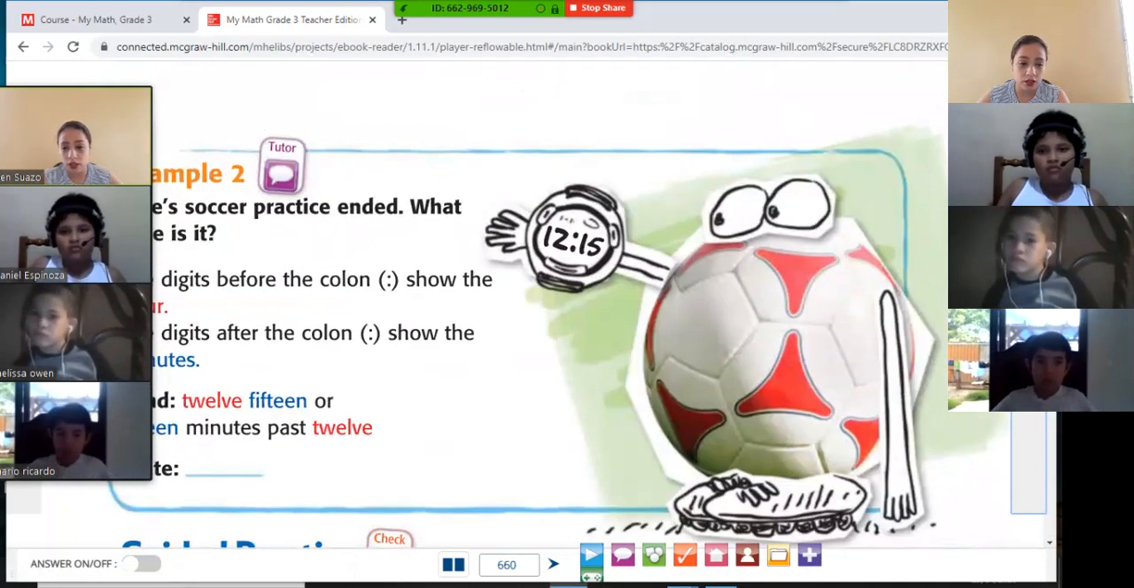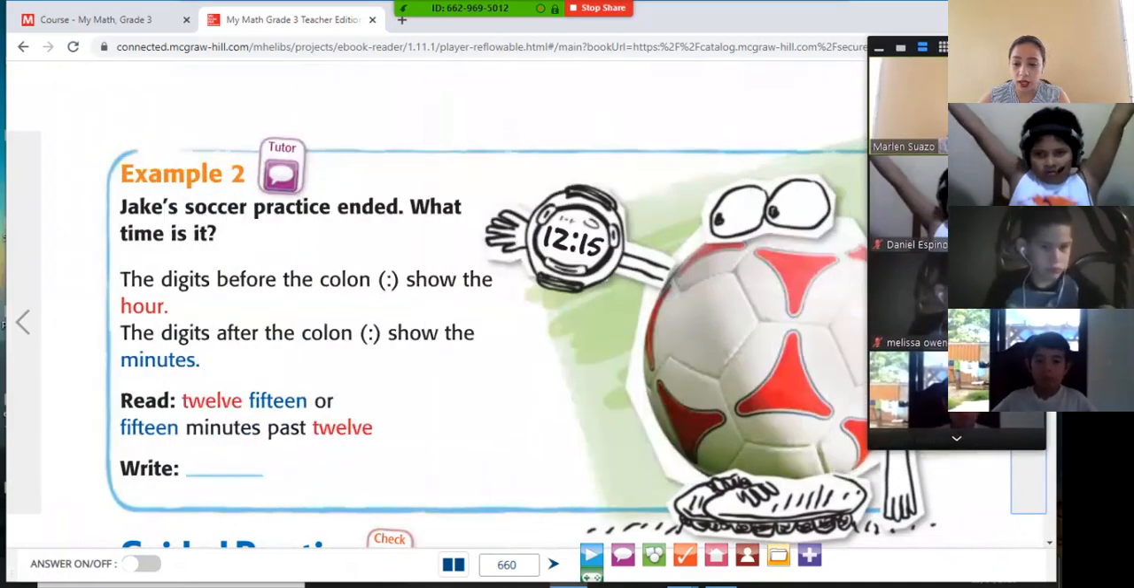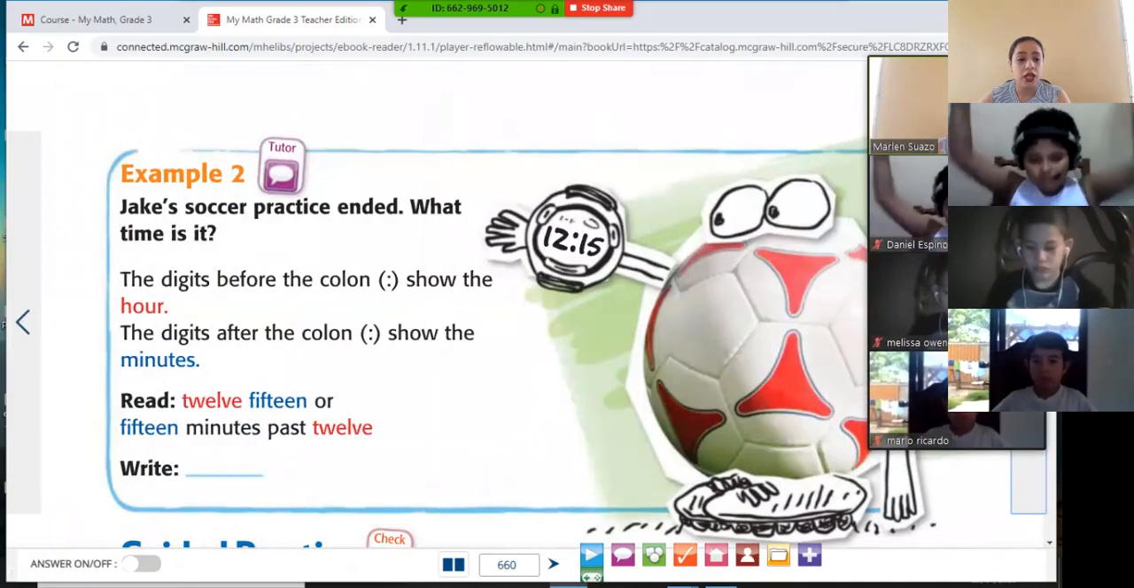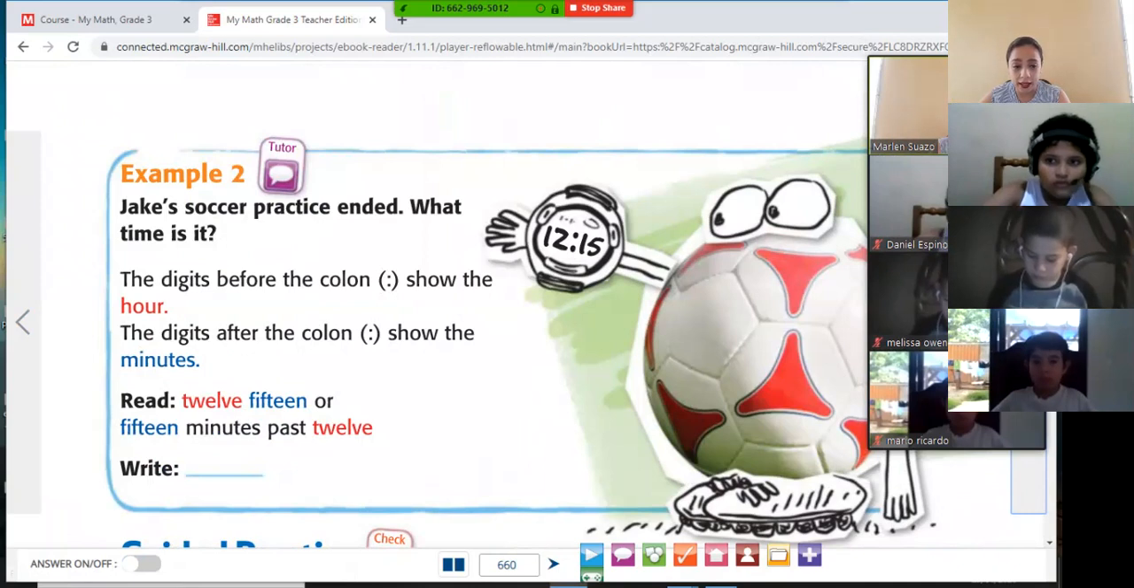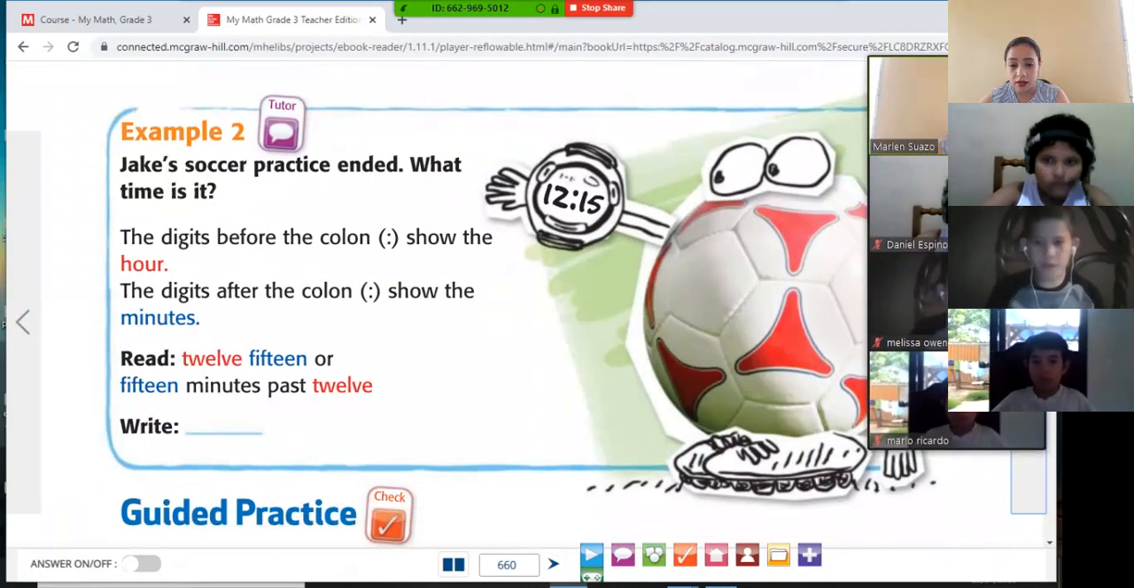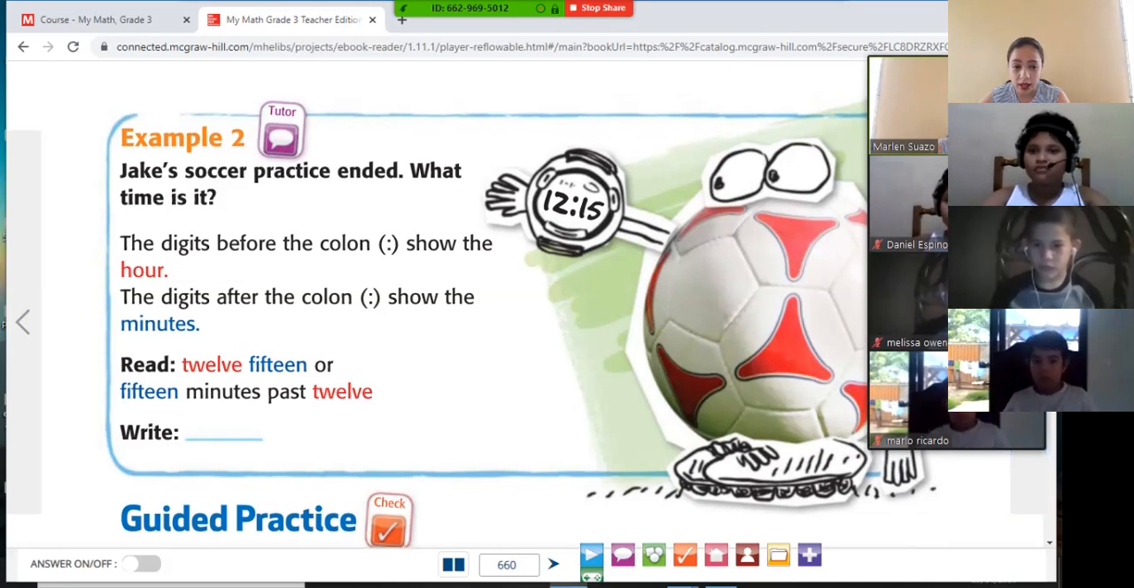Okay, we're going to start with sample number 2. Please be ready. Jake's soccer practice ended. What time is it? Look at the digital clock. The digital clock tells me that his practice ended at 12:15. The digits before the colon show the hour. This first number tells me the hour, and the second number tells me the minutes. A colon, before you ask, is these two little dots. That's called a colon, okay?